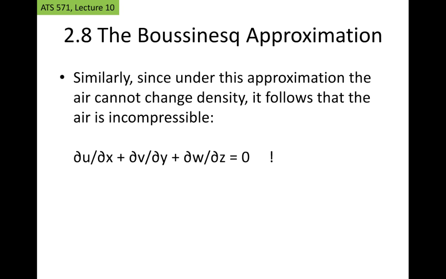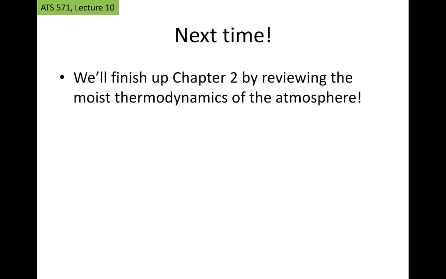Similarly, though, under this approximation, air can't change density. So, for example, from the last lecture where we were talking about continuity, it turns out the air is incompressible. In other words, the three-dimensional divergence, partial u partial x plus partial v partial y plus partial w partial z, is now equal to 0, because there's no way to have changes in density. Well, that can be a big approximation, too. That can be very helpful. Now, in reality, the atmosphere is only so well approximated by the Boussinesq approximation, but there can be situations in which this works pretty well.